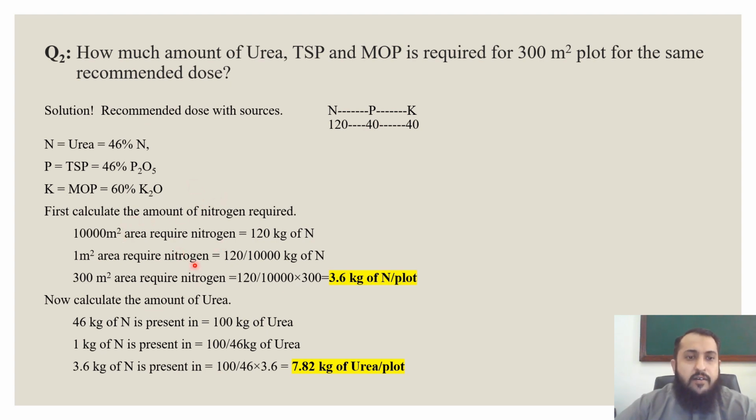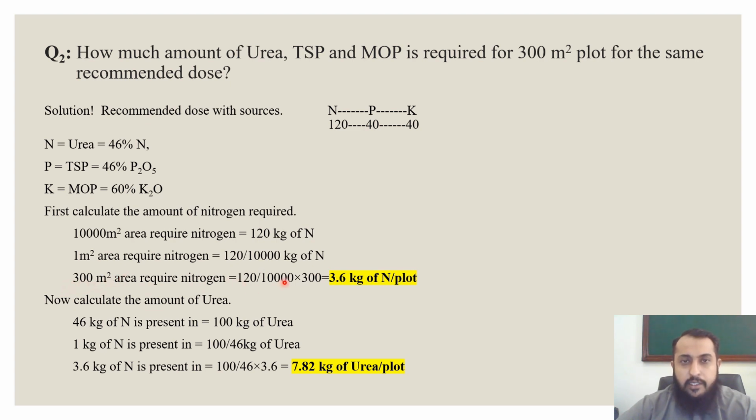However, in the first numerical, the recommended dose is for 1 hectare, and we had no need to calculate the required amount of nitrogen, phosphorus, and potassium for our plot area. In this case, first we should calculate the amount of required nitrogen, phosphorus, and potassium for our concerned area, which is 300 square meter. So first we write: 10,000 square meter area requires 120 kilogram of nitrogen. By the unit method, 1 square meter area requires 120 divided by 10,000 kilogram of nitrogen, and 300 square meter area requires 120 divided by 10,000 multiplied by 300.